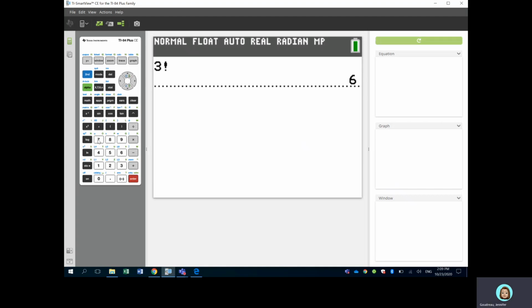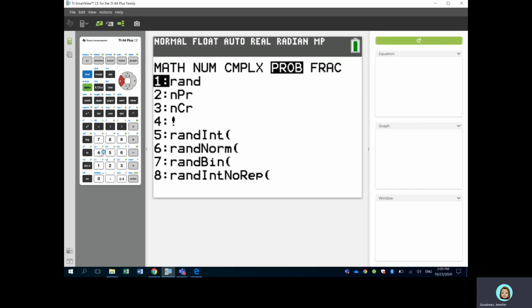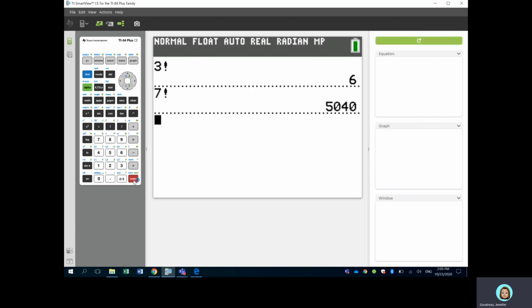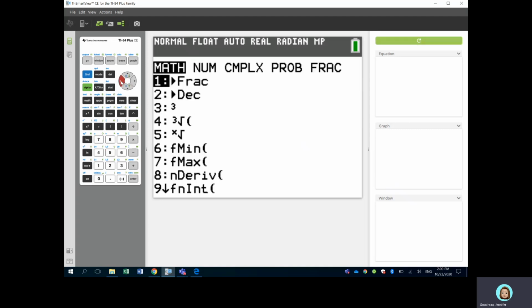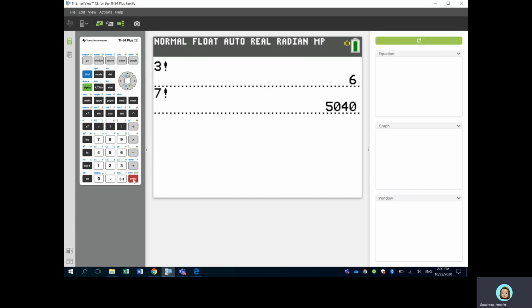In the second one, we had 7 times 6 times 5 times 4 times 3 times 2 times 1. We can shortcut that. 7, math, across to your probability menu. Then number 4, there's 7 factorial. The last one was 5 factorial, so I put in 5, math, go to the probability menu, number 4, enter. So we don't have to push all of the buttons. We can actually just put the factorial notation into our calculator.